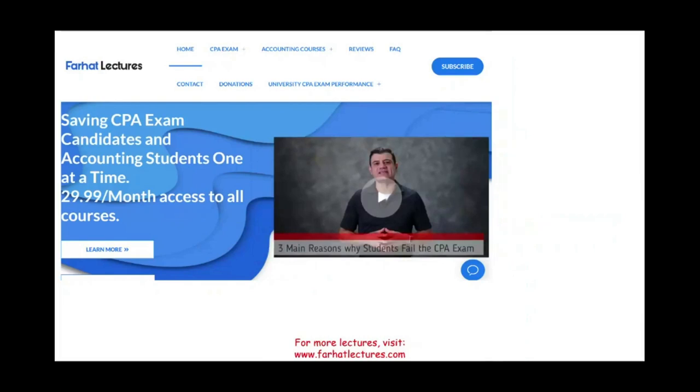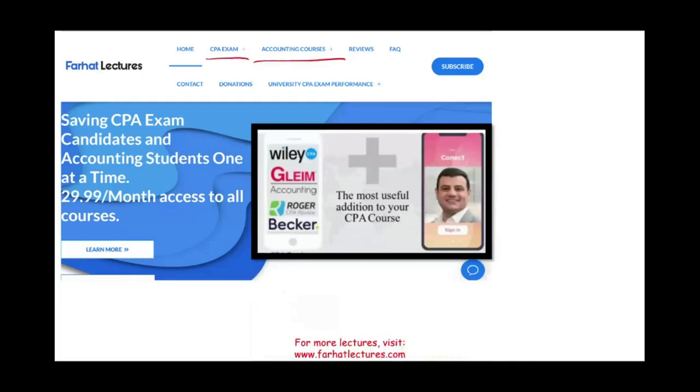This is Professor Farhat, in which we would look at the income statement. The income statement is one of the major financial statements along with the balance sheet, as well as the statement of cash flows.